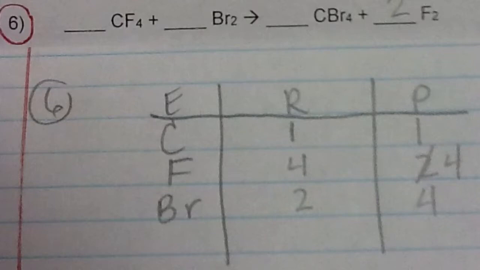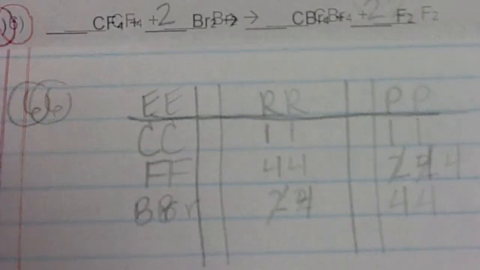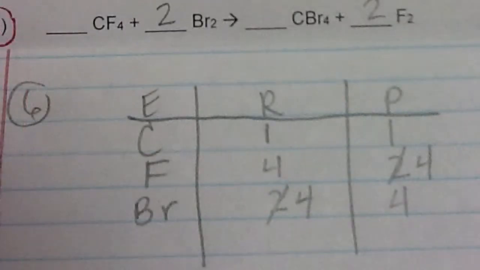First, I'm going to look at fluorine. I have 2 product fluorine and 4 reactant fluorine. So by putting the coefficient 2 in front of my fluorine molecule on the product side, that brings it up to 4. Now for bromine. I need 4 reactant bromine to balance out with the 4 product bromine. So if I put a 2 in front of the bromine molecule on the reactant side, it balances the bromine.